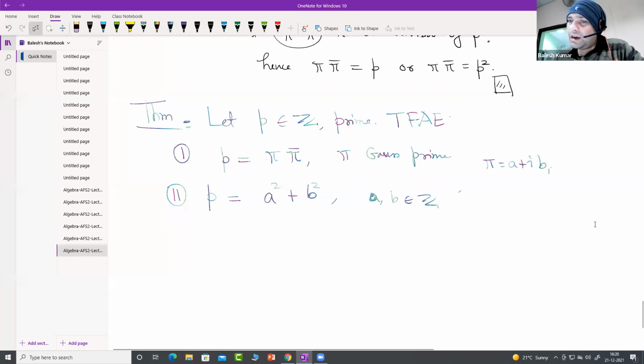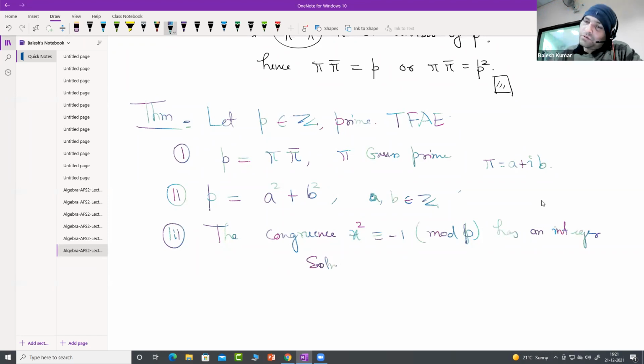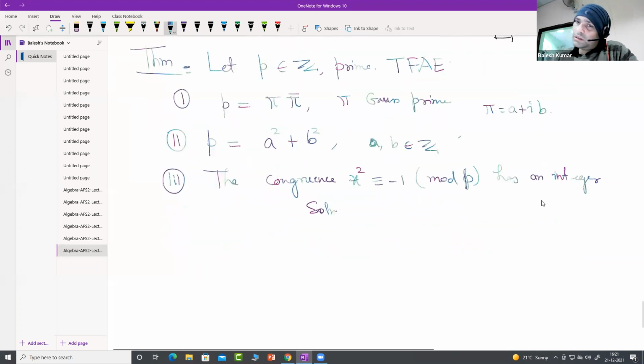Now the third one that we have is a certain congruence: if one tries to write the congruence x square is congruent to minus 1 mod p, it has an integer solution. As you can see, if you have an ordinary prime p which doesn't stay prime inside Z[i], it is equivalent to saying that the polynomial x square plus 1 is reducible inside Z mod pZ. So this is the third equivalent condition.